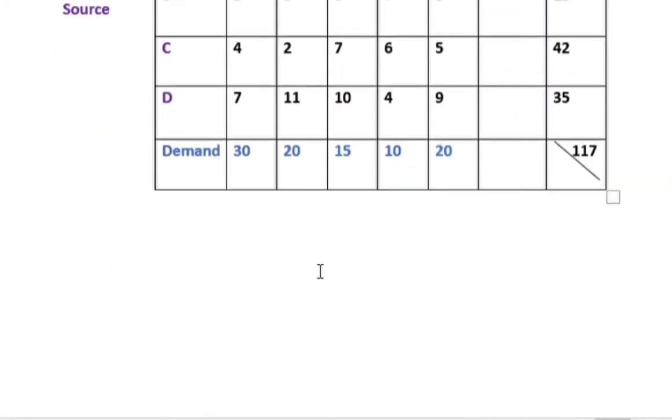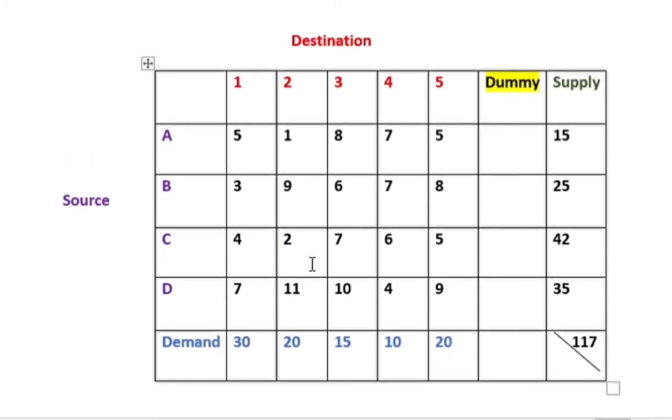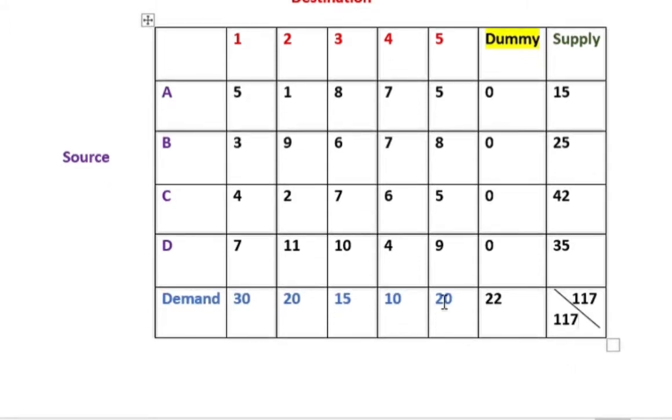Now let's come to the solution. As in our problem, total supply is higher than the total demand, so we need to add a dummy column. So I added a dummy column with zero cost in every cell, and we added 22 demand to get balance. Now total demand will be 117. So now let's start with the least cost.